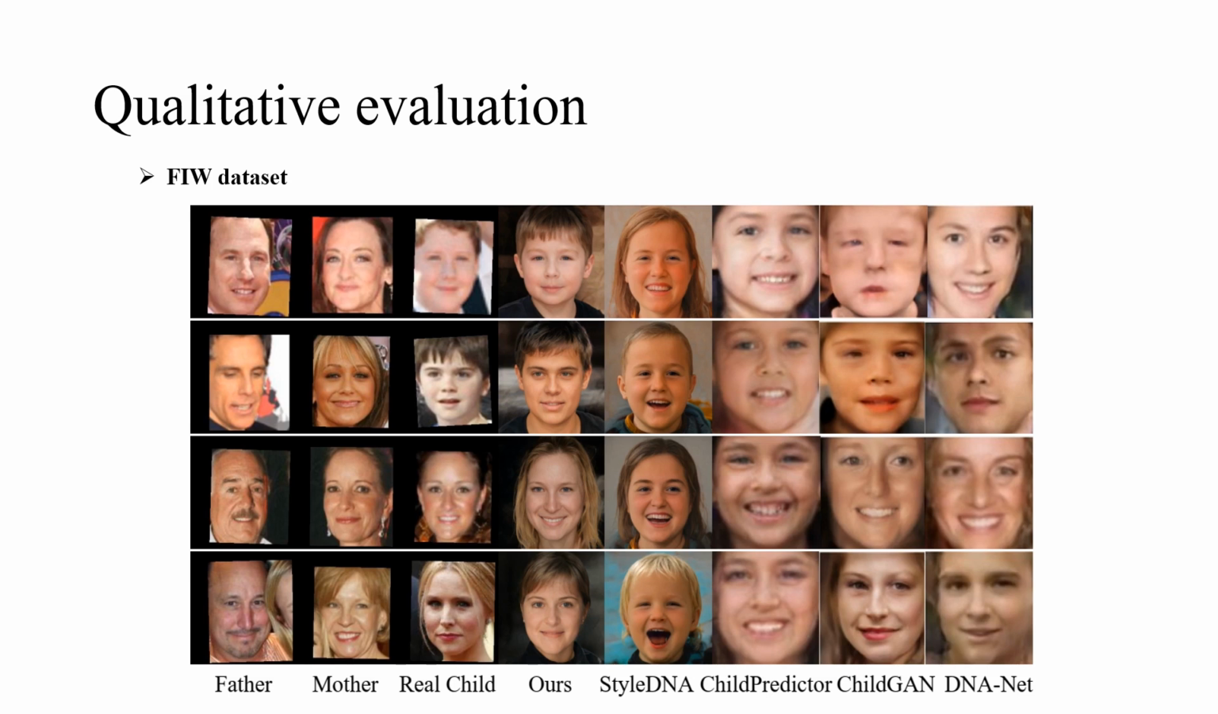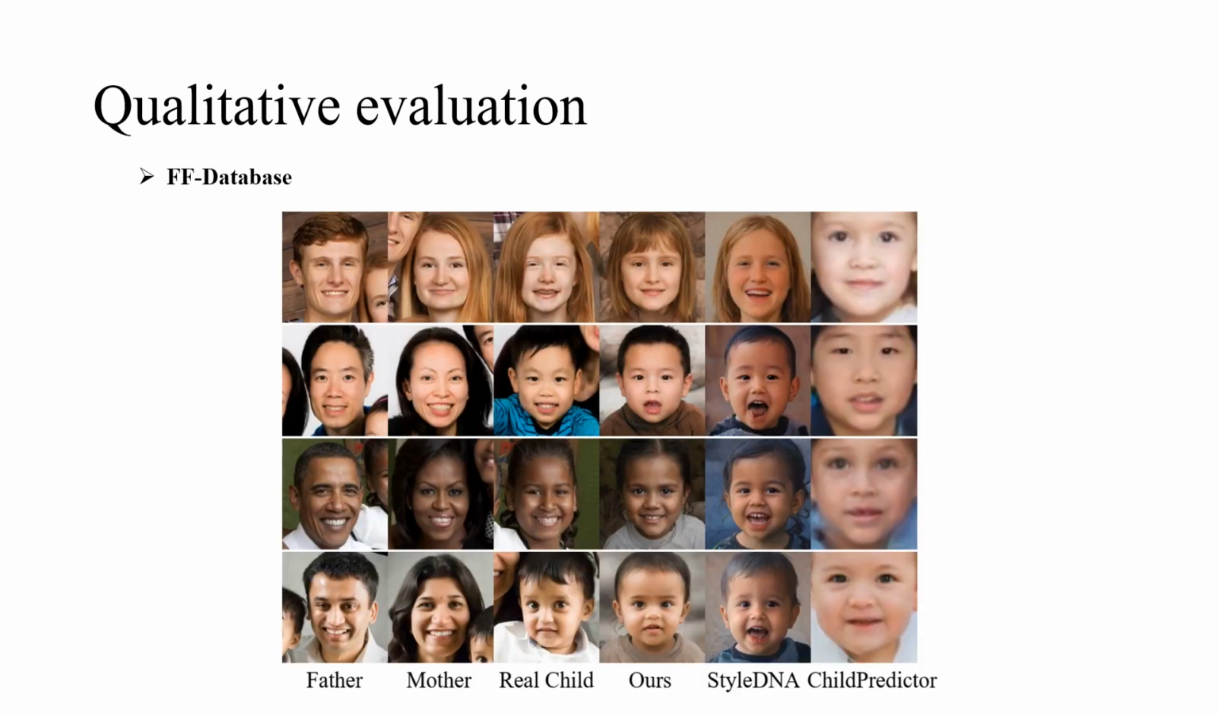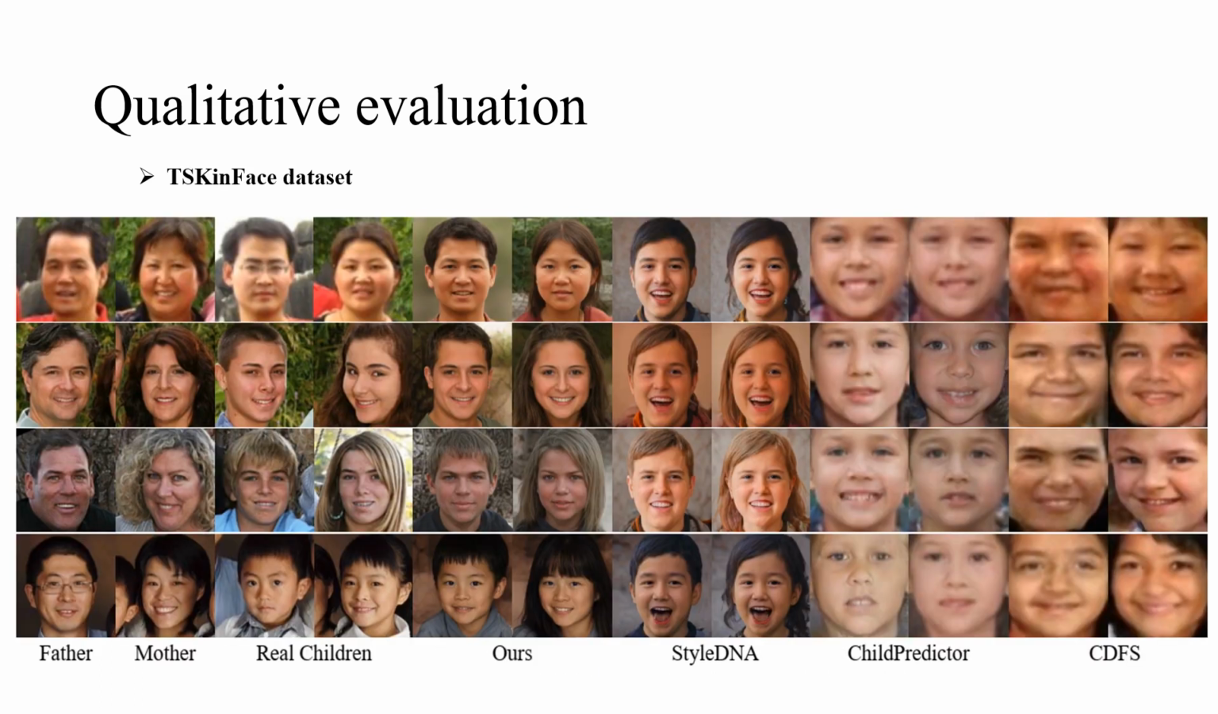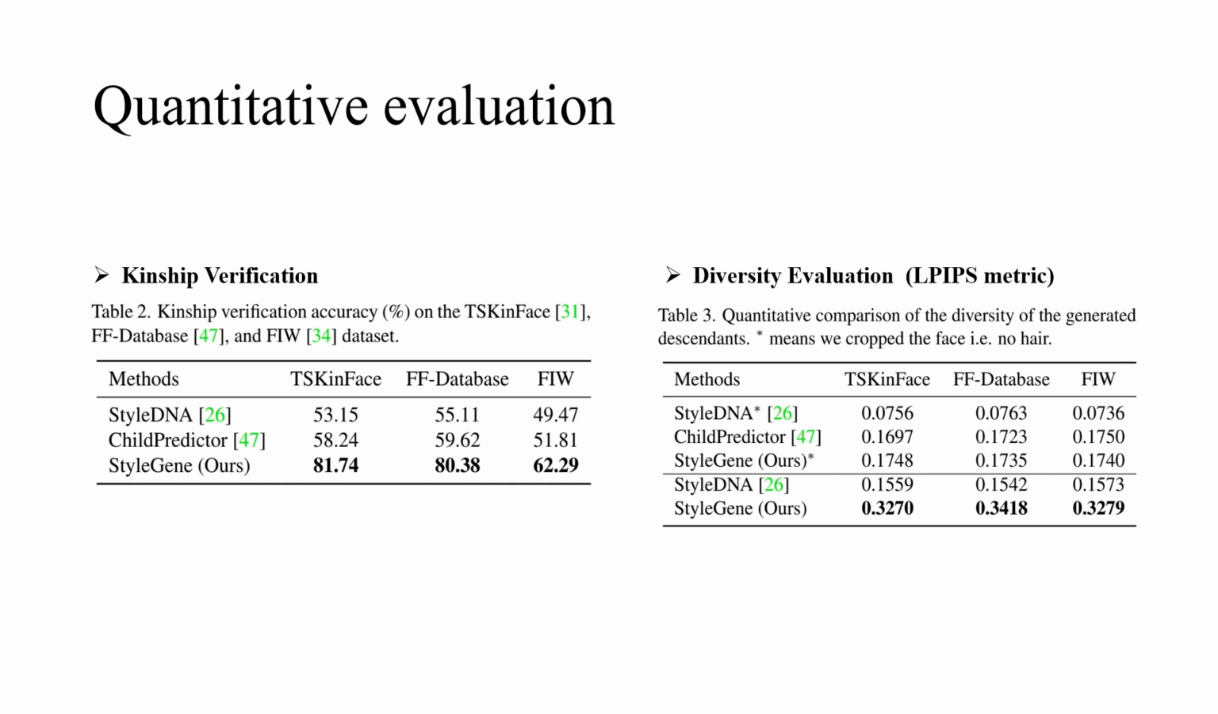We conducted qualitative, quantitative, and user study experiments to evaluate our method on 3 kinship datasets. This is the qualitative experimental comparison results on the FIW, FF database, and TS-Kinface datasets. Our method demonstrates better realism and diversity. We first performed experiments focusing on kinship verification, where we trained a binary classifier on the FF database training set to identify parent-child relationships. Next, we randomly chose 100 families from 3 distinct datasets and employed these comparisons to generate 40 descendants for each family.